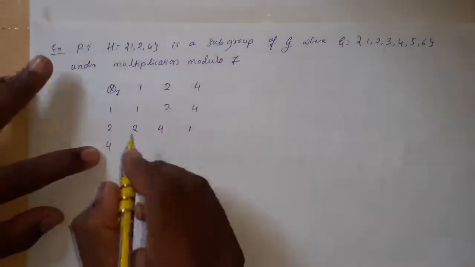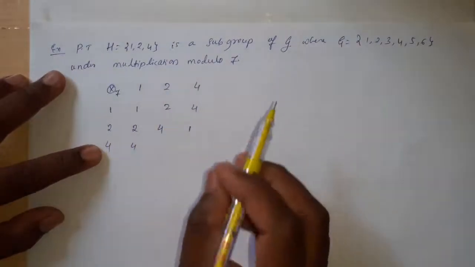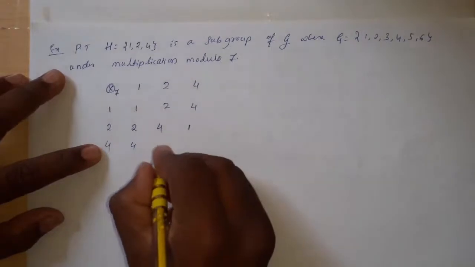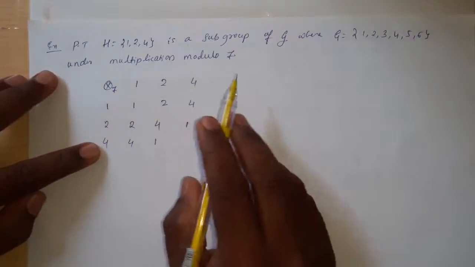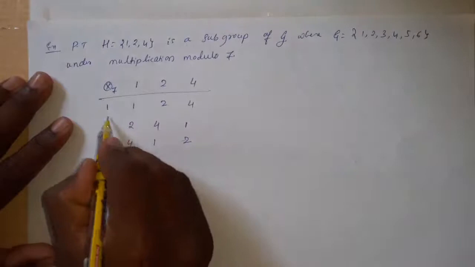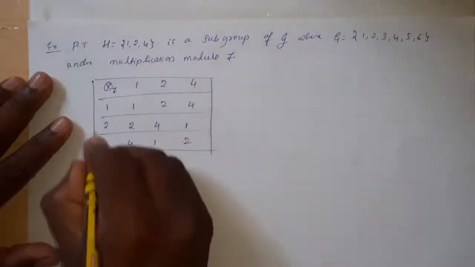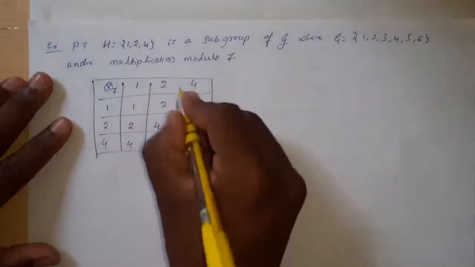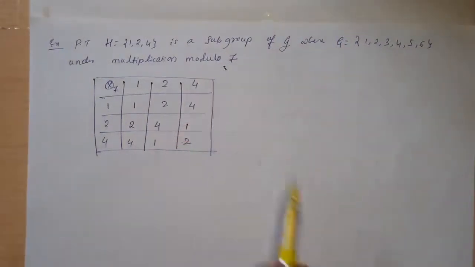Then 4 into 1, that is 4. 4 into 4 is equal to 16, and if you divide that 16 by 7, then 2 will be the remainder. So therefore this is the table of multiplication modulo 7. We need to multiply the two numbers, and if the product is greater than the modulo number, then we need to divide the product by that number and consider the remainder.